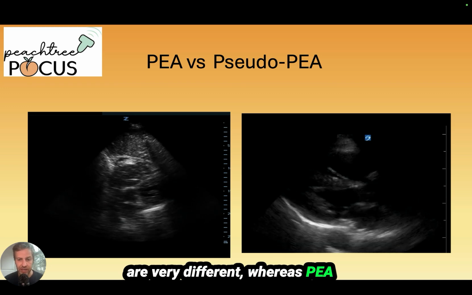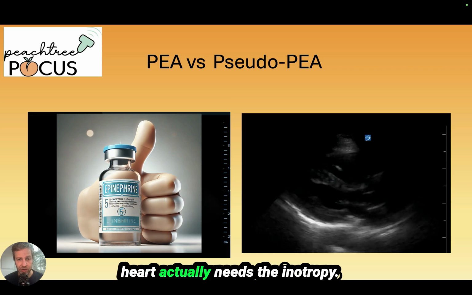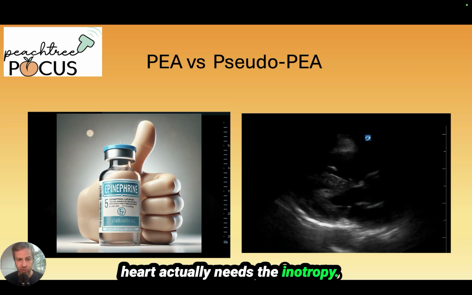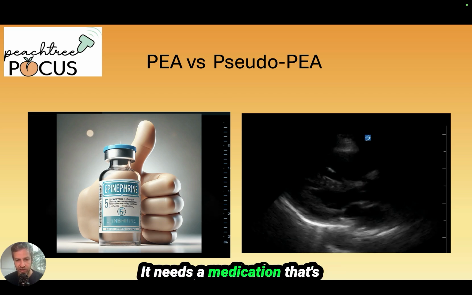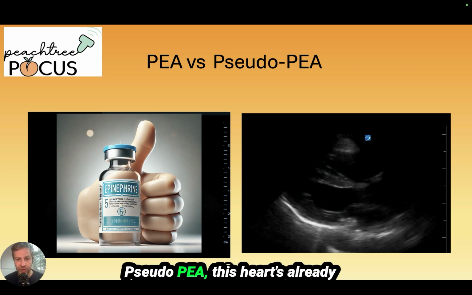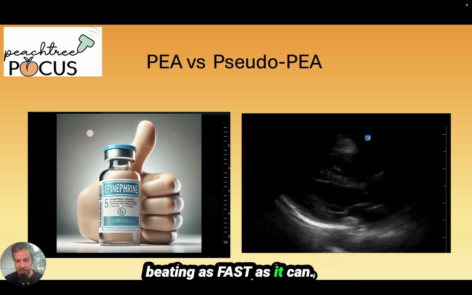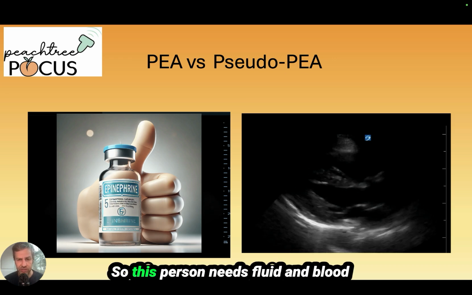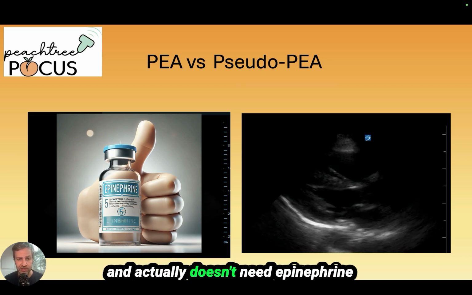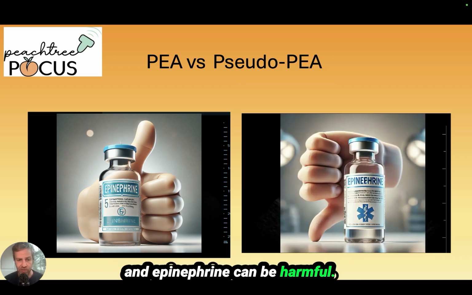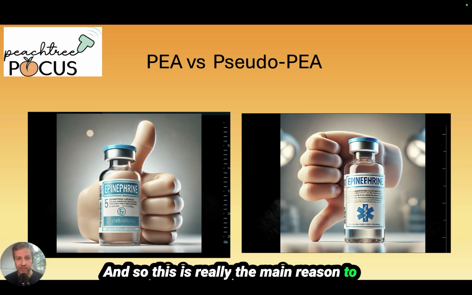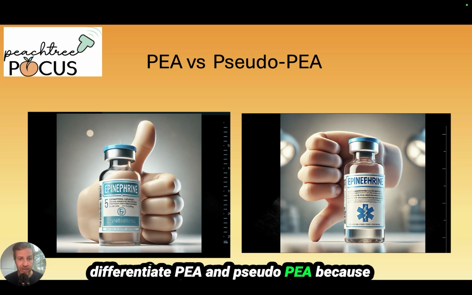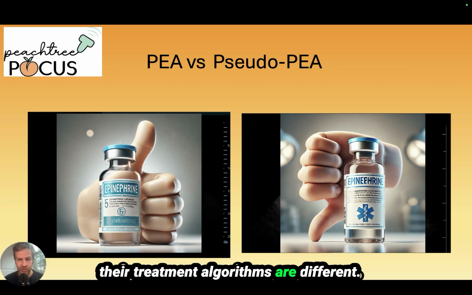Whereas PEA should get epinephrine because the heart actually needs the inotropy. It needs a medication that's going to make the heart stronger. Pseudo PEA, this heart's already beating as fast as it can. Usually a pseudo PEA is due to a hemorrhage or hypovolemia. So this person needs fluid and blood and actually doesn't need epinephrine, and epinephrine can be harmful. And so this is really the main reason to differentiate PEA and pseudo PEA because their treatment algorithms are different.